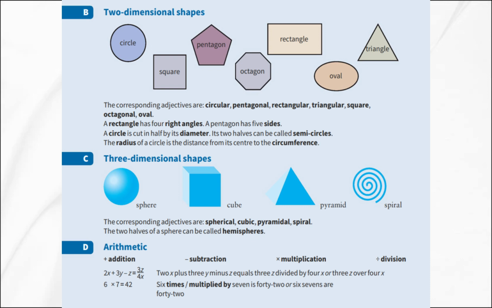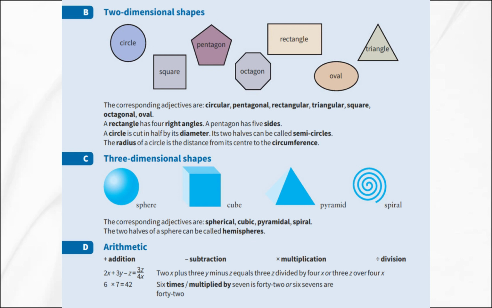Three-dimensional shapes. Now let us look at three-dimensional shapes and their corresponding adjectives. A sphere is a round 3D shape, the adjective is spherical. A cube is a 3D shape with 6 square faces, the adjective is cubic. A pyramid has a square base and triangular sides meeting at a point, the adjective is pyramidal. A spiral is a curved shape that winds around, the adjective is spiral. The 2 halves of a sphere can be called hemispheres.